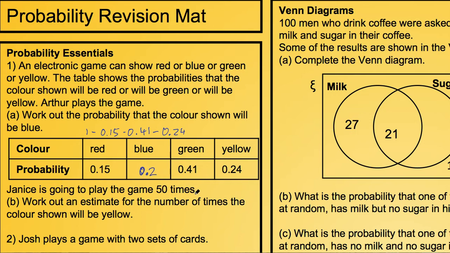Janice is going to play the game 50 times. Work out an estimate for the number of times the colour shown will be yellow. So an estimate because we don't know exactly how many times it's going to be yellow, but using the probabilities in the box, we've got this probability of 0.24 happening 50 times, so that is times by 50, and 12 times is the answer.